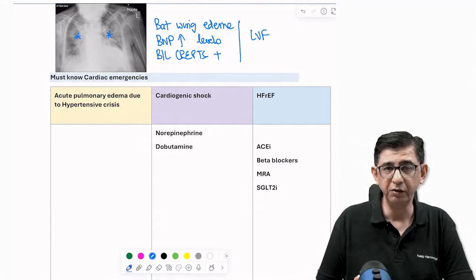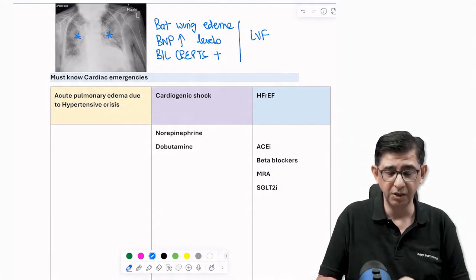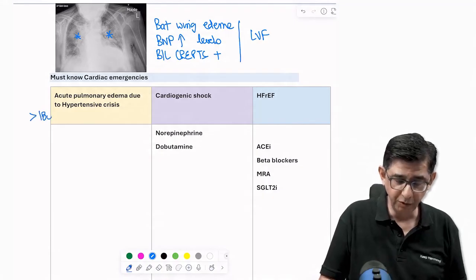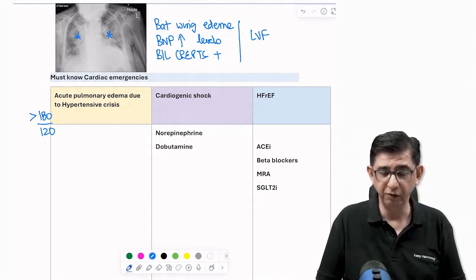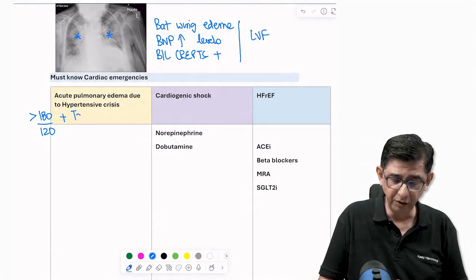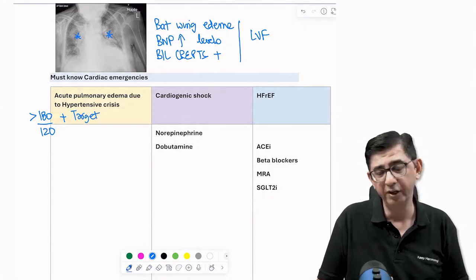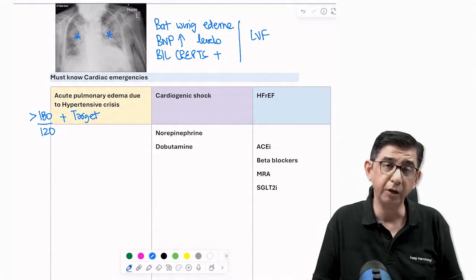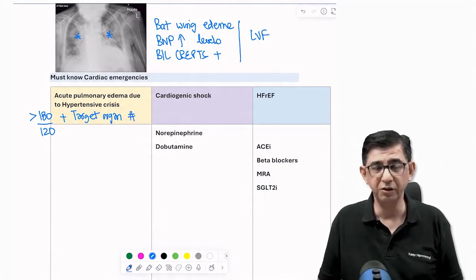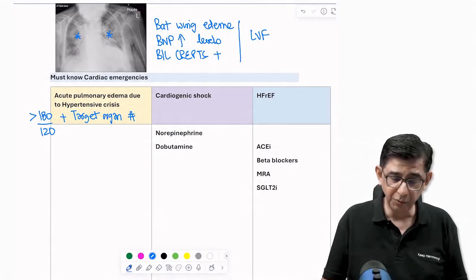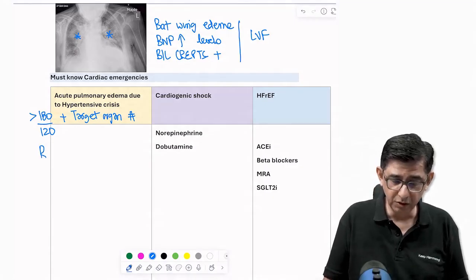And why the person is having left ventricle failure or acute pulmonary edema is due to hypertensive crisis. Suppose the systolic blood pressure of a patient goes more than 180, diastolic blood pressure goes more than 120, and there is evidence of target organ damage. If I don't have evidence of target organ damage, then I will call it hypertensive urgency. But if there is evidence of target organ damage, then yeah, I would be calling it a hypertensive crisis in a patient. So for this particular patient, now he has asked what is the drug of choice.